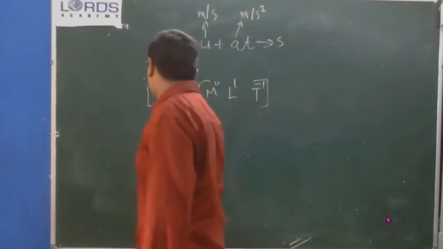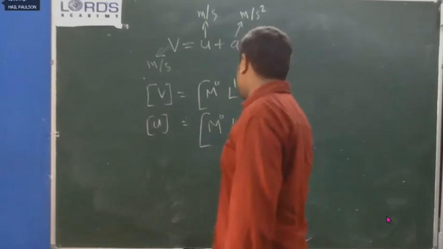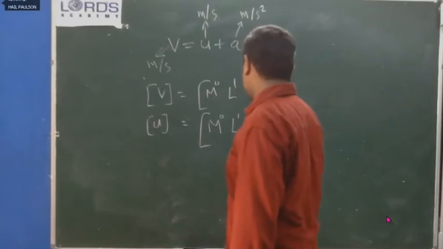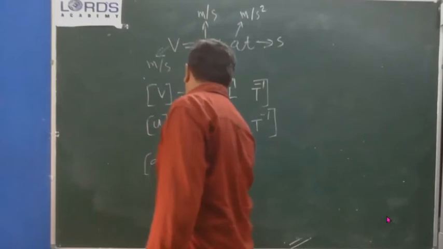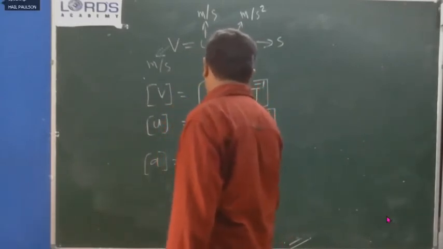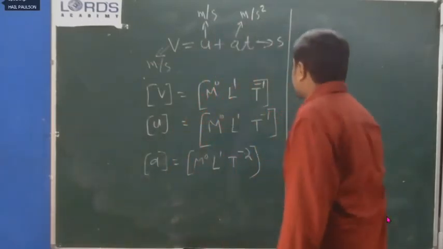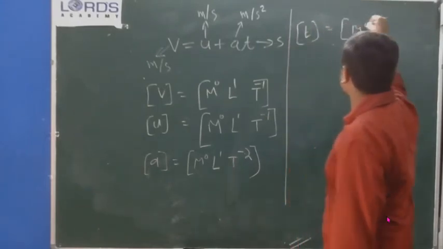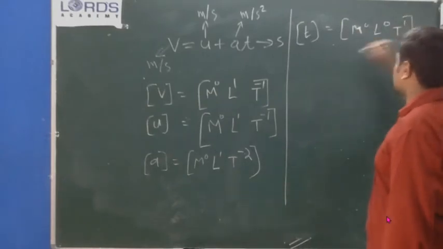What is the dimension formula you obtained? M raised to 0, L raised to 1, then T raised to? Negative 1. Okay. Then what about A? M raised to 0, L raised to 1, T raised to negative 2. Then one more time, that is T. M raised to 0, L raised to 0, T raised to 1. Okay.